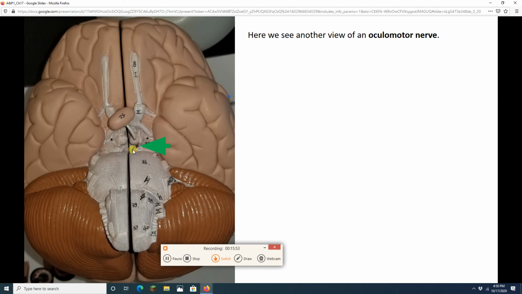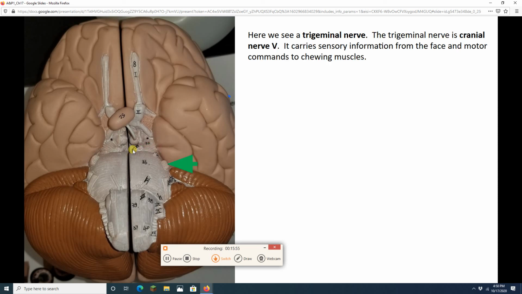So we're almost done, guys, with these cranial nerves. On the side of the pons, we have this big one right here and right here. That's the trigeminal nerve, cranial nerve number 5. Gets sensory information from the face and sends motor commands to your chewing muscles. And don't worry, we'll name those chewing muscles later on. So those are the cranial nerves you have to know in terms of picking them out on the model.